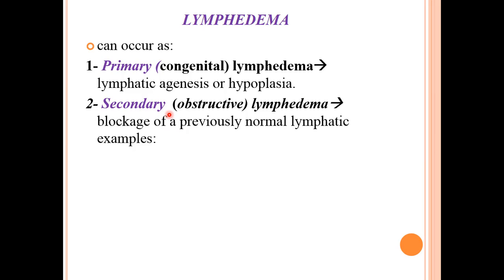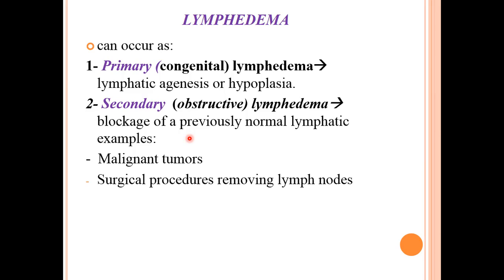Secondary lymphedema, which is much more common than primary or congenital lymphedema, is usually obstructive in nature, meaning that there is some sort of blockage of a previously normal lymphatic vessel. Examples of causes that might lead to obstructive or secondary lymphedema include malignant tumors, surgical procedures that remove lymph nodes, for example, the surgical procedure that is used to treat breast cancer. Breast cancer treatment includes mastectomy, removal of the tumor and the breast tissue, plus removal of the ipsilateral axillary lymph nodes. Post-radiation fibrosis at the site of the affected lymphatic.